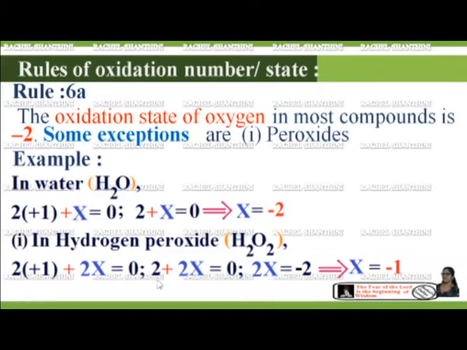Now 2X equal to, when this plus 2 goes to the right hand side, it will come as minus 2. So 2X equal to minus 2, which gives the value of X equal to minus 1, which is the oxidation number of oxygen in peroxide.